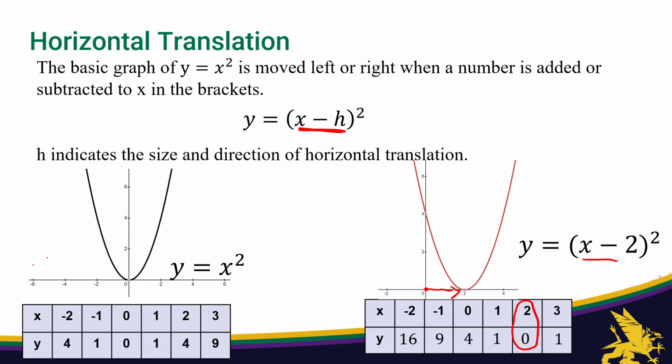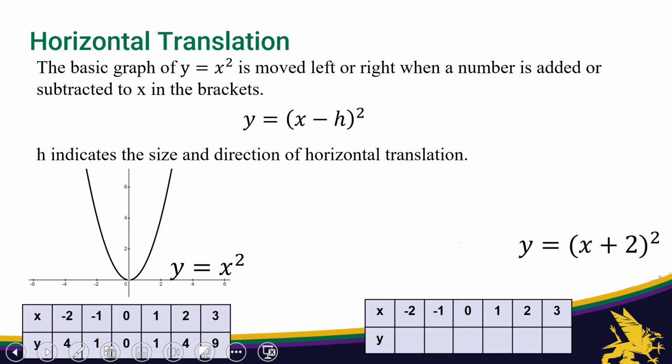The way I like to think about it, I look at inside the brackets. How do I make that 0? X must be 2, must be positive 2, which means I'm moving 2 spaces in the positive direction. That's how I like to think about it, but it's up to you on how you interpret it.